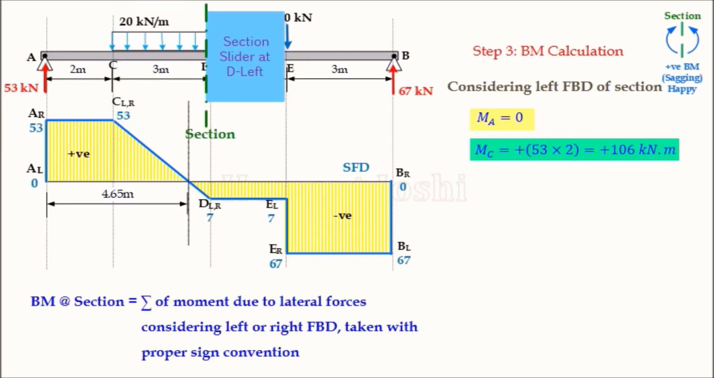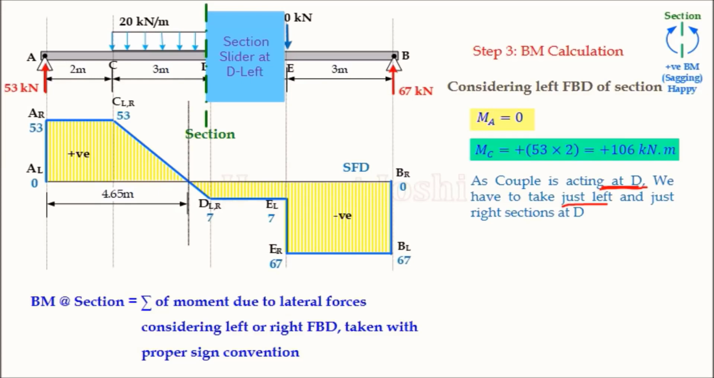But at point D, we know that a couple is acting at D. And therefore, one section should be just left and another section should be just right. As we know, whenever a couple is acting, there is a sudden change in the bending moment diagram. So we are taking two sections. So first section is D left. Observe the left FBD, it is here.